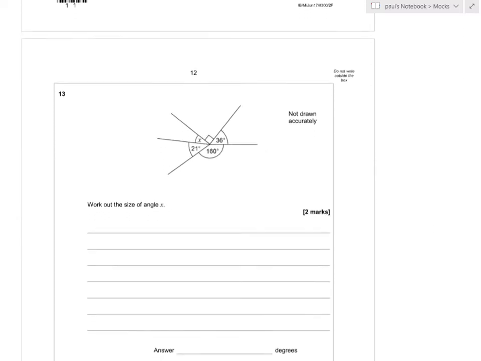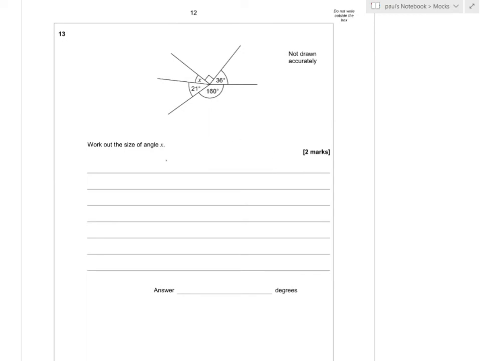Number 13, unlucky for some. Okay, what size is angle X? All the way around is 360. So we've got 360, take away 21, take away 160, take away 36, take away the 90, and that will equal what X is. So 360 take away 21, take away 160, take away 36, take away 90, equals 53.